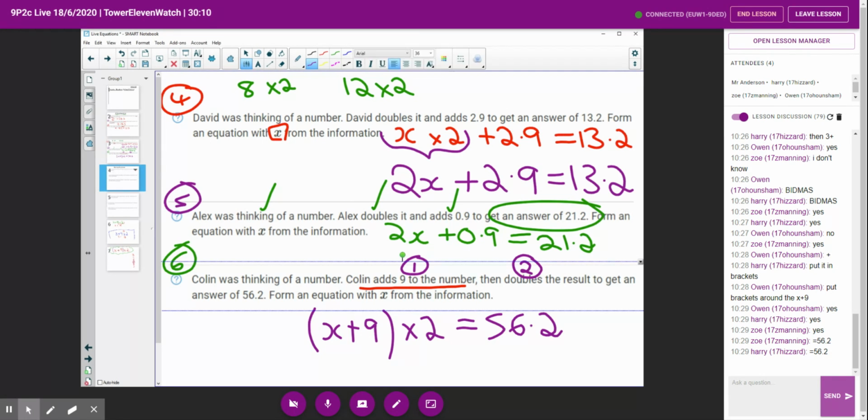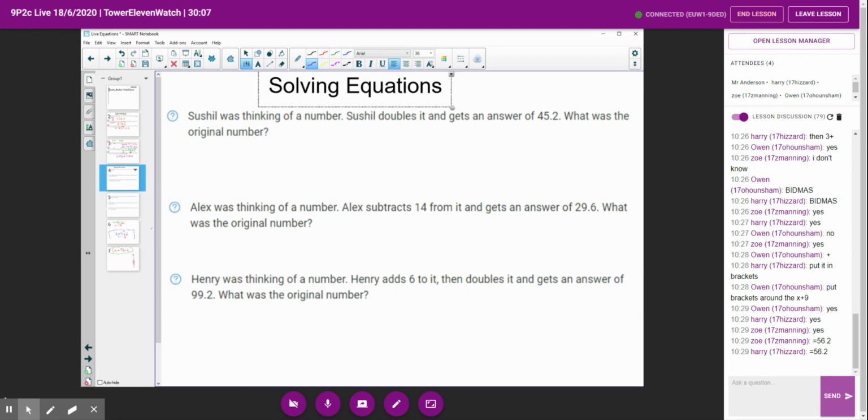So, very quickly, this is solving equations. The only difference here is when we solve an equation, we actually want to work out what the number is. Okay, so question number one, guys. I'll do this one with you, and then I'll let you go from there, and I'll try one from the second page as well. Okay, so Sushil was thinking of a number. Sushil doubles it and gets an answer of 45.2. What was the original number?